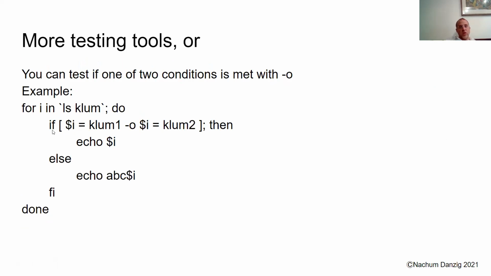More testing tools. Or I can do if I is clum1 minus O, or I is clum2, then echo it. Otherwise, echo ABC followed by the number. So it's going to print clum1, clum2, and then on the third line, it's going to print ABC, clum3.